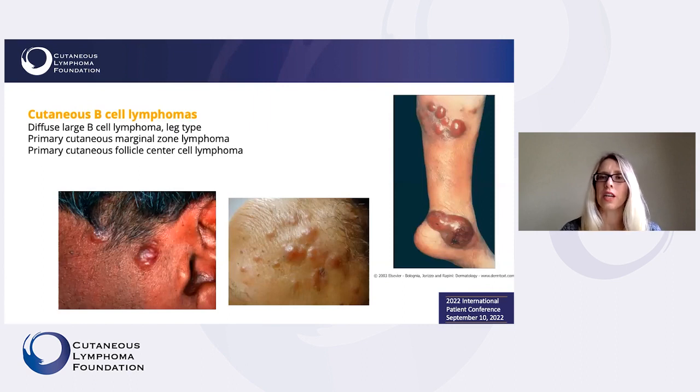B-cell lymphomas look a little bit different. There are three main types that we see in the skin, including diffuse large B-cell lymphoma, most of which is called the leg type, primary cutaneous marginal zone lymphoma, and primary cutaneous follicle center cell lymphoma. And these tend to be red or skin-colored bumps. Many of them start on the head or neck region, and sometimes they start out looking like a bug bite or a pimple that just grows and doesn't go away.